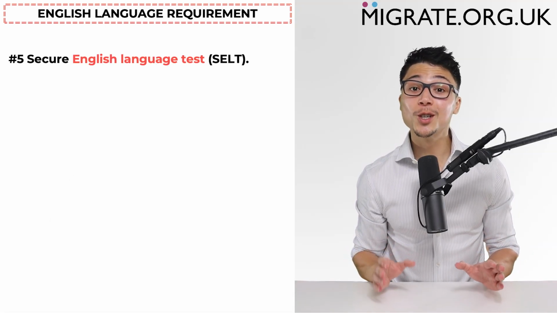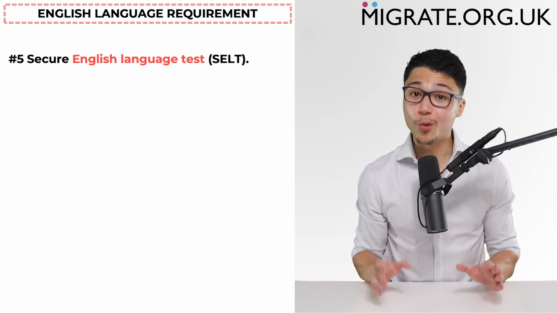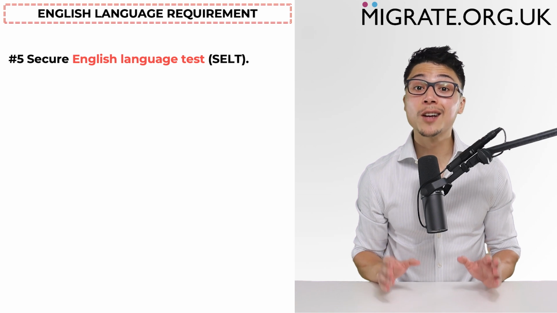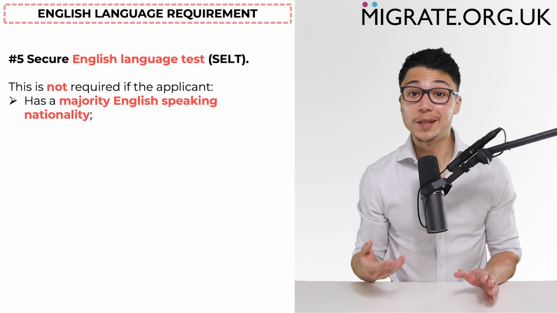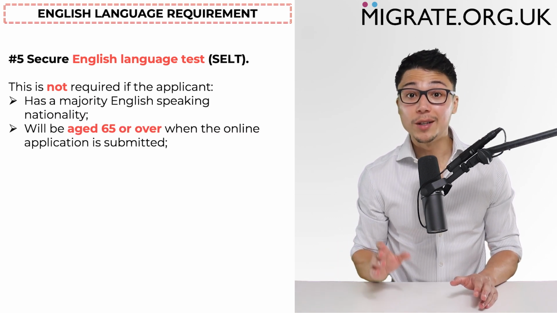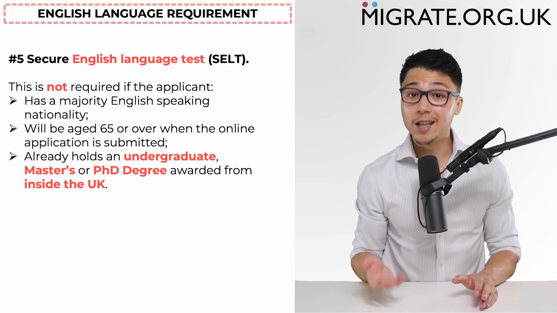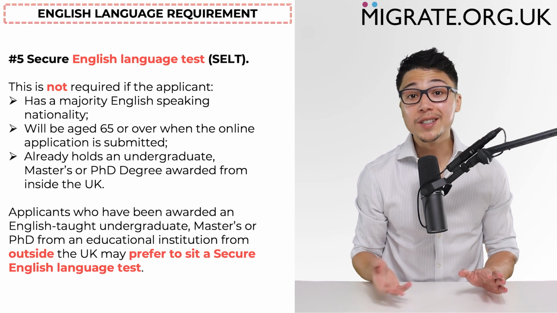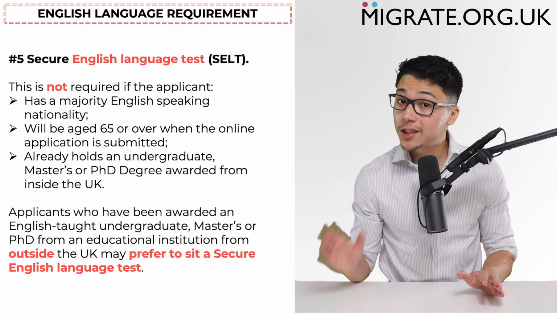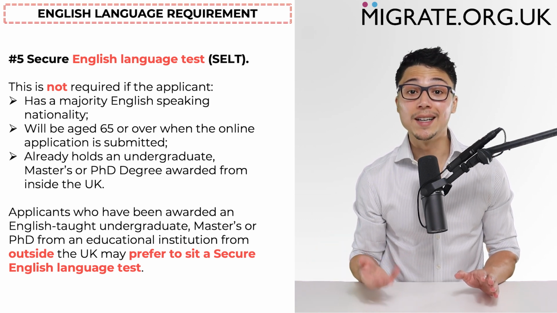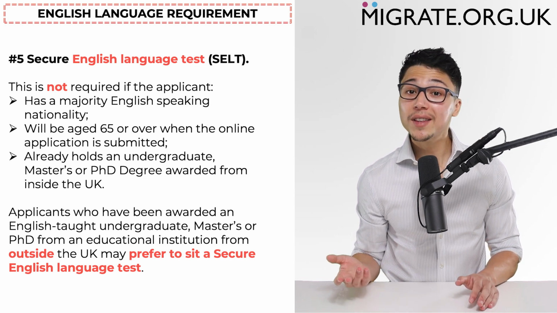Partners can also sit a secure English language test, otherwise known as a SELT, to satisfy the fiancé visa English language requirement. Since you only need to satisfy the English language requirement via one of the numerous ways we've discussed, this is not required if the applicant has a majority English-speaking nationality, will be aged 65 or over when the online application is submitted, or already holds an undergraduate, master's or PhD degree awarded from inside the UK. However, applicants who have been awarded an English taught undergraduate, master's or PhD from an educational institution outside the UK may prefer to sit a secure English language test, as partners often find this less tedious than going through the ECTIS process. There are a few things to cover here.